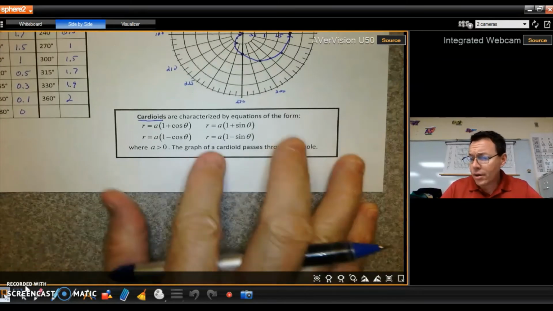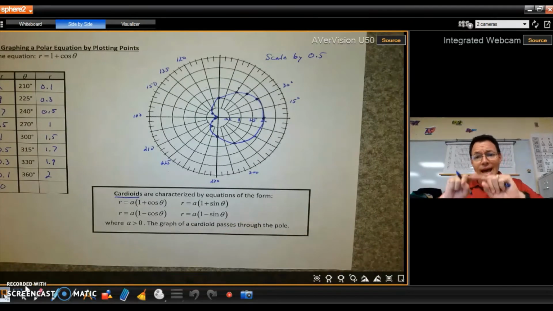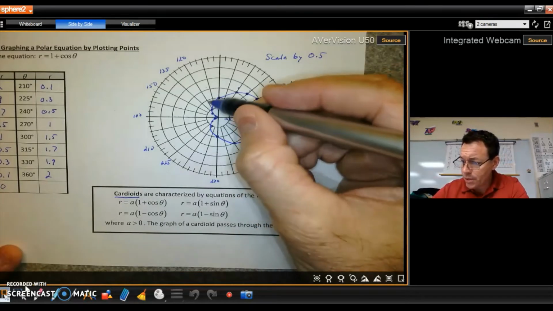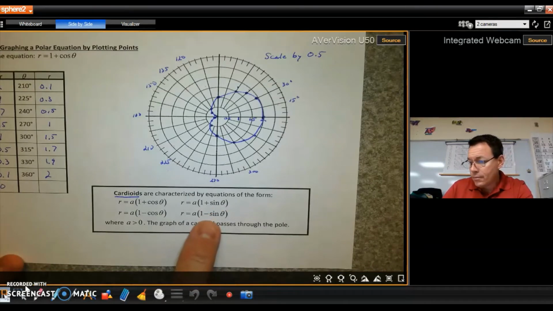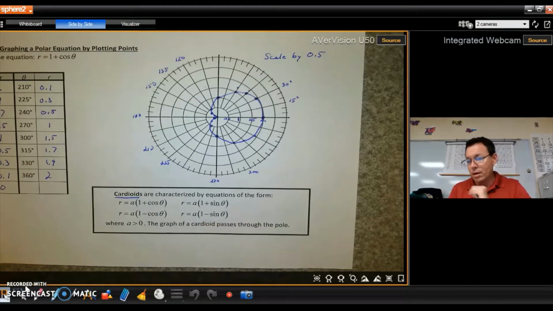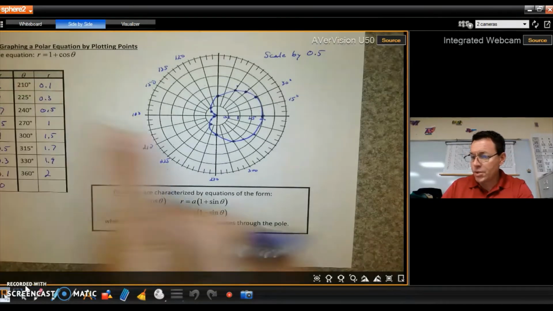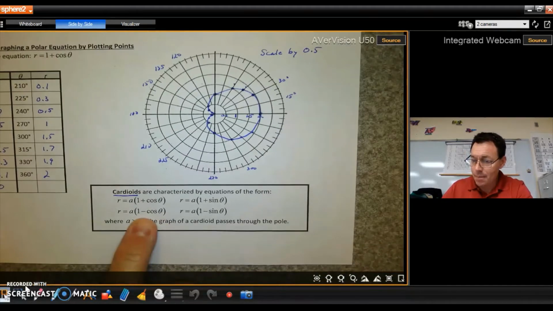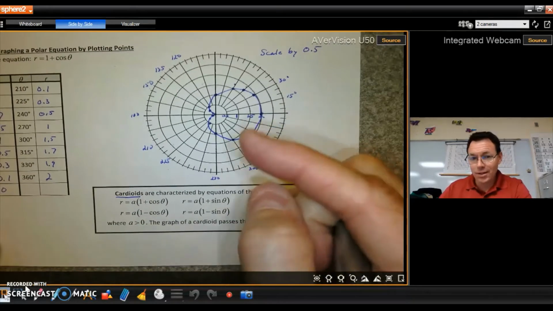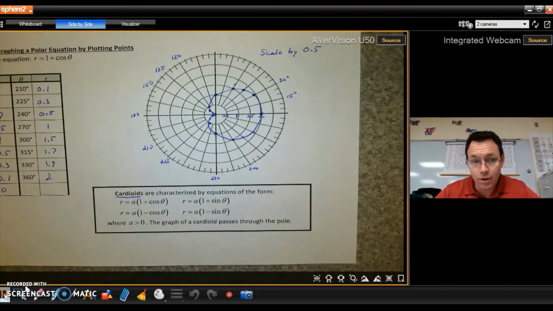That cardioid can go in a lot of different directions. It could have looked like an actual heart, where this part was up here at the top. If I would have had a sine, that's what would have happened. You've got a 1 plus sine, a 1 minus sine. Those are going to look more like hearts, whereas the 1 plus cosine had the fat part going to the right, in the positive cosine. A minus cosine would have made it go the other direction. But that's called a cardioid. So 1 plus cosine of theta will give you a shape that looks like that.